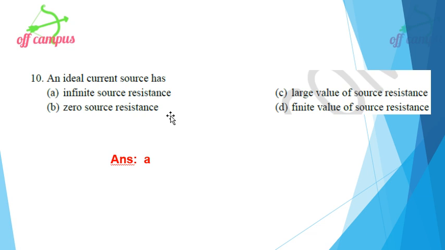Then question number 10. An ideal current source has infinite source resistance, large value of source resistance, zero source resistance, finite value of source resistance. So, an ideal current source has infinite source resistance. Option A, infinite source resistance, is the right option for this question.